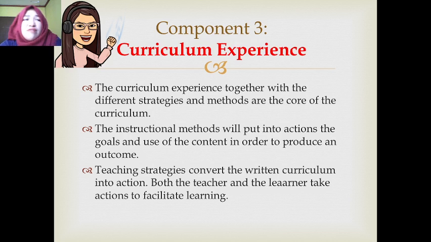Siguro bawat isa sa atin meron tayong teacher na hindi makakalimutan. Bakit mo siya hindi makakalimutan? Kasi meron kang unforgettable experience na napagdaanan mo dun sa kanya. Hindi literally na yung mga pangit ha. Hindi. Yung sa learning experiences na hanggang ngayon, hindi mo siya malilimutan na nag-sink in talaga doon sa utak mo.